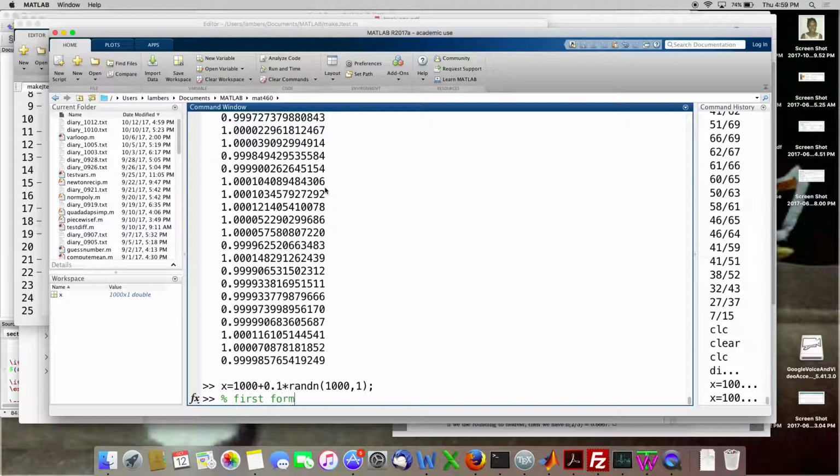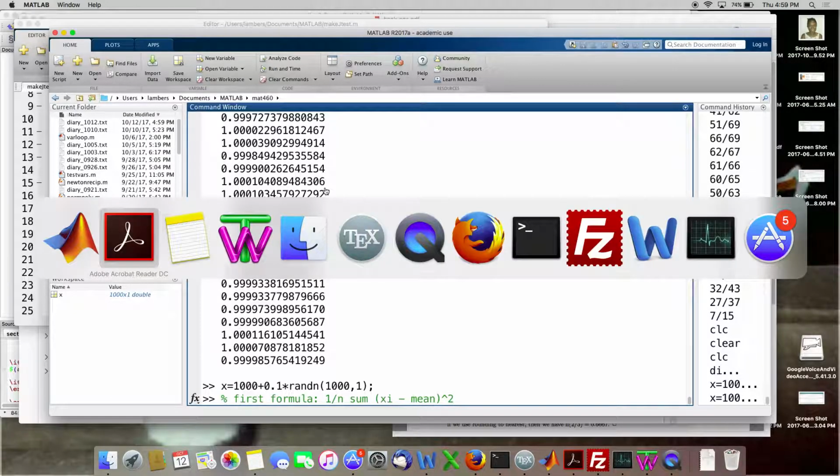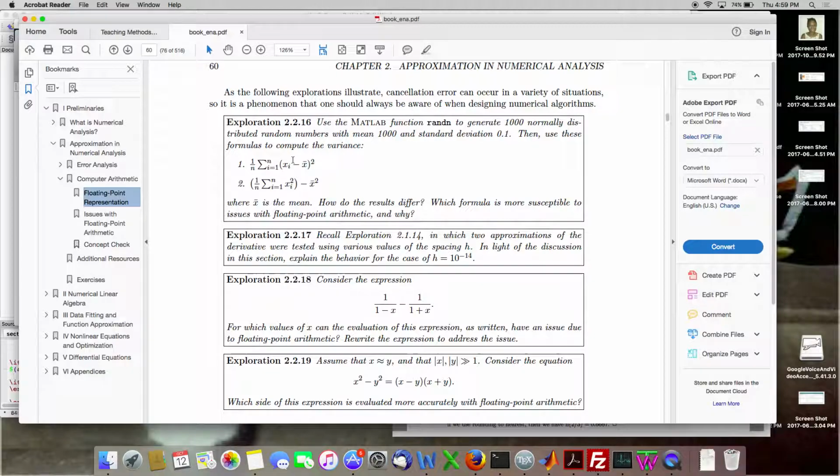So first formula, that'd be 1 over n times the sum of x_i minus the mean, squared. Okay, so it's this formula right here.